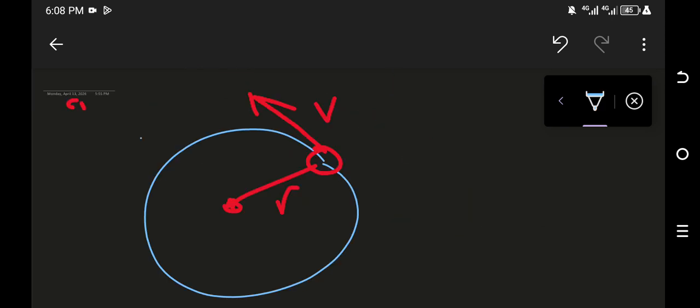So we are back with our example, okay? I have a question for you. Why doesn't the stone fly away, in this direction? Why does it keep moving in a circular motion?